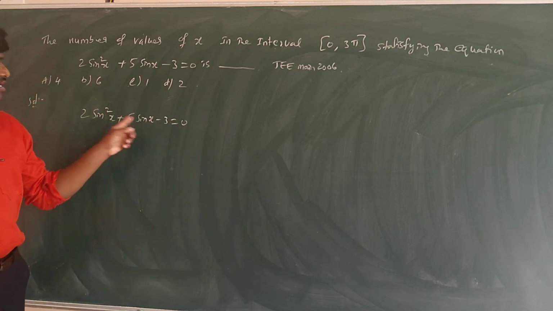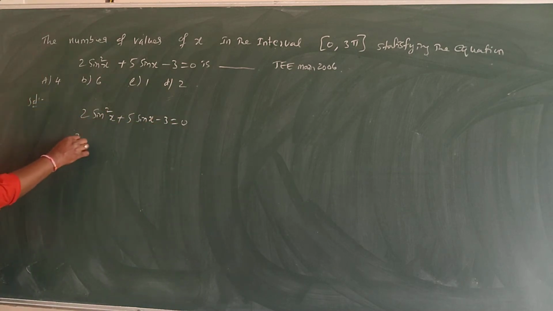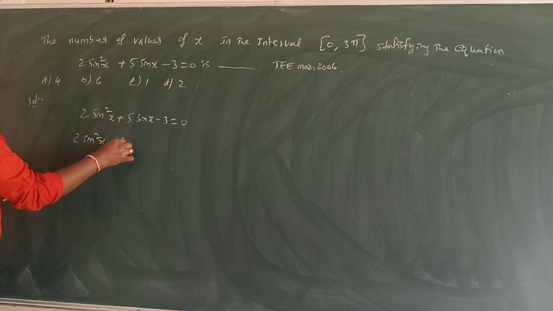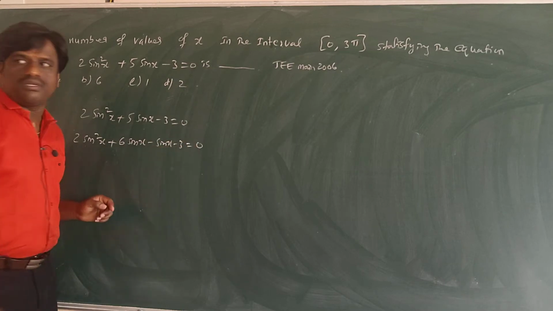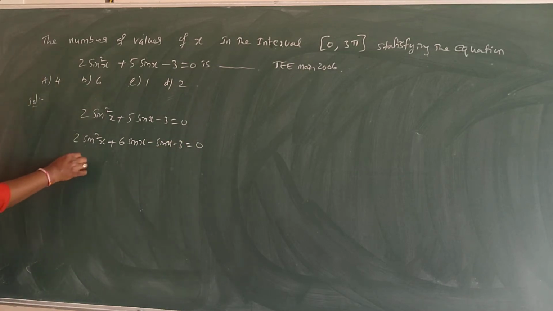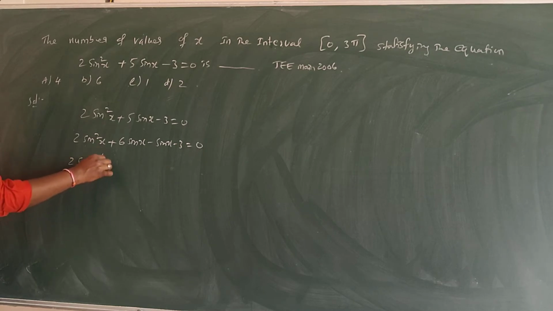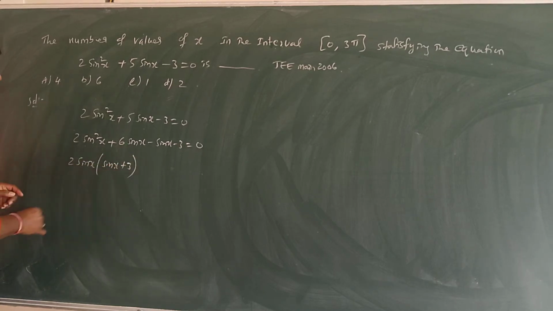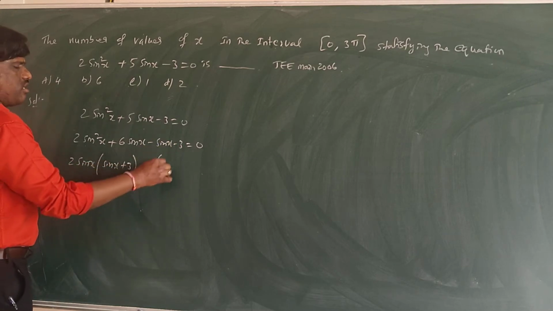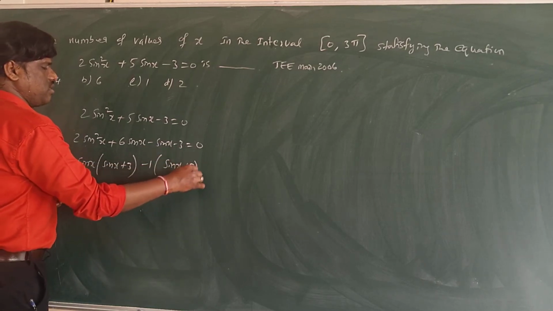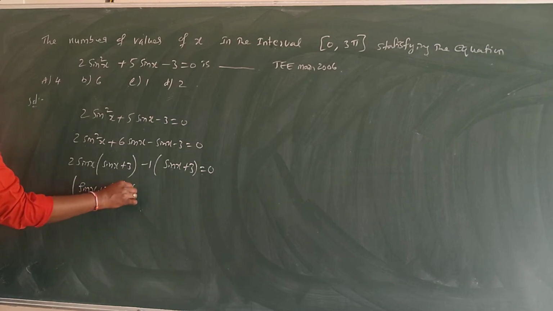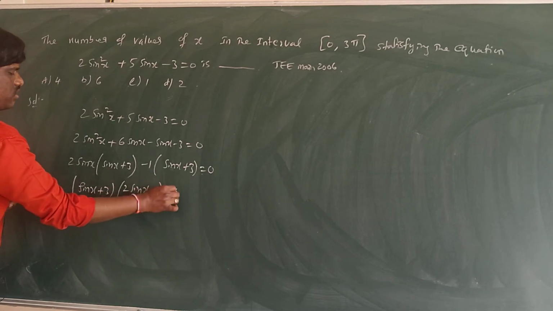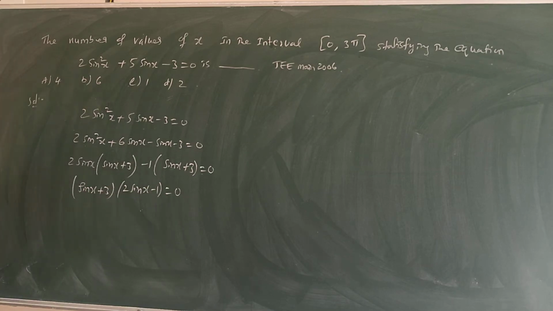If you split this one, 3 2s are 6. So you get 2 sin square x plus 6 sin x minus sin x minus 3 is equal to 0. In this, both 2 sin x can be taken out common, so sin x plus 3 will be common. In the other, minus 1 common out, so sin x plus 3. I can take out sin x plus 3 common, then I get 2 sin x minus 1 is equal to 0.